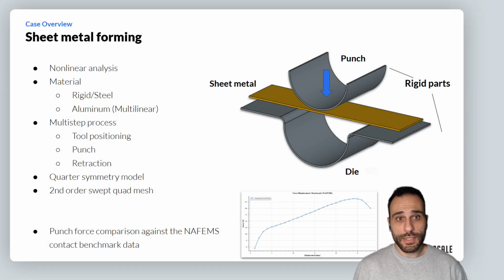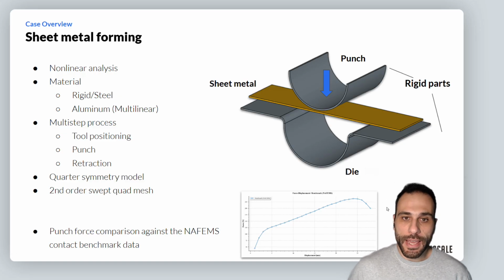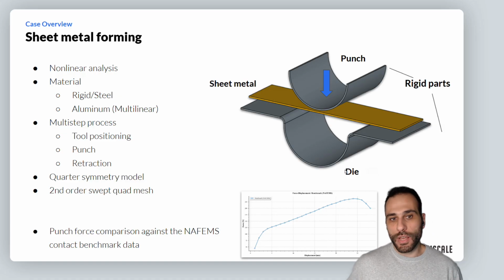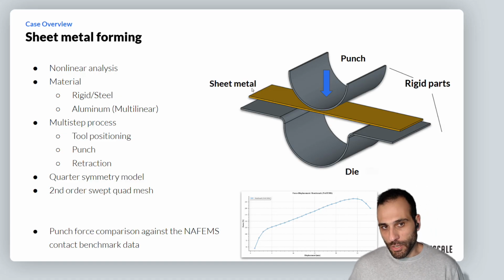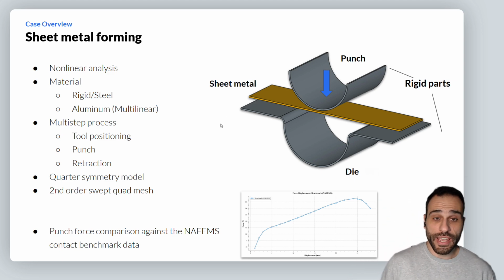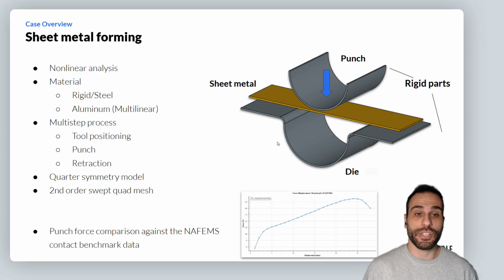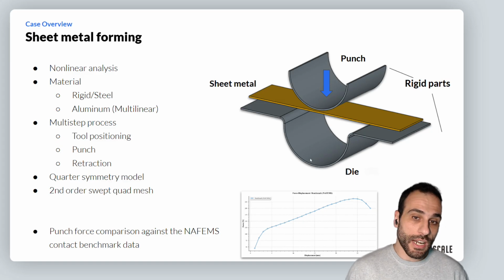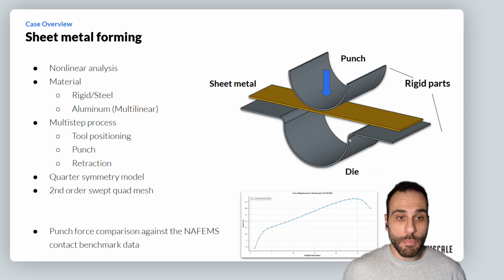Today's example is a sheet metal forming process where we utilize two tools, a punch and a die, and a sheet metal part made out of aluminum. This is a highly nonlinear analysis. We are going to use steel for the tools and an elastoplastic material model with multilinear specification for the aluminum. We are solving this in 3 steps, including the tool positioning, the punch, and the retraction to determine the final shape of the sheet metal part.